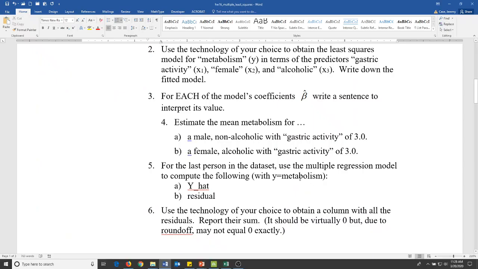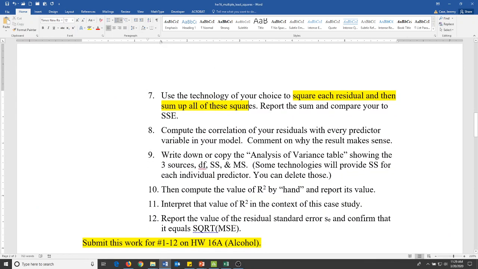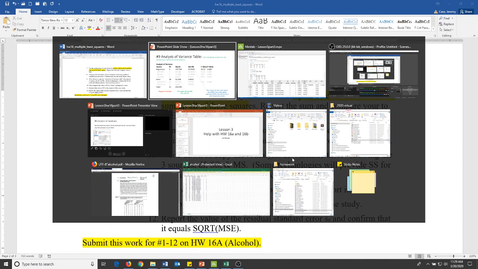Now we skipped a few here. Compute the correlation. I'm expecting you to do that. You can look at a previous video. I think homework 15 does that. And then number 9, write down and copy the analysis of variance table.